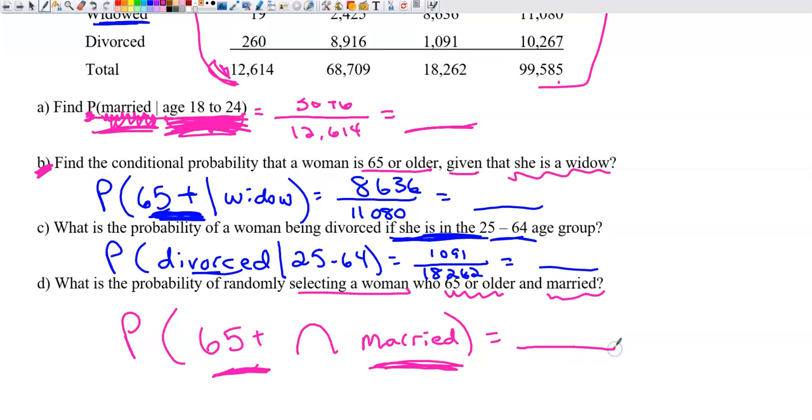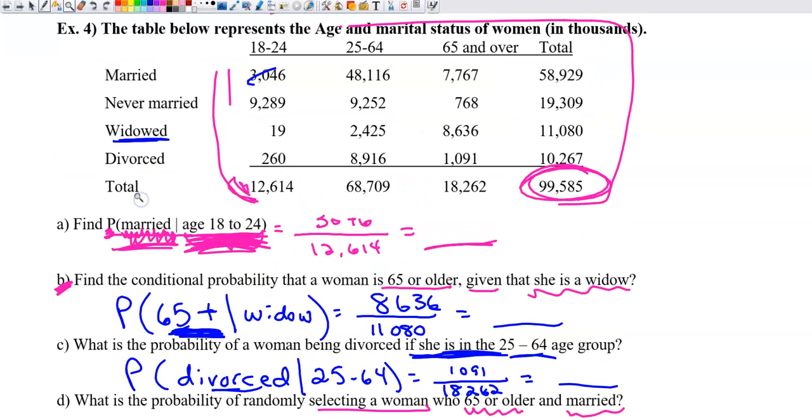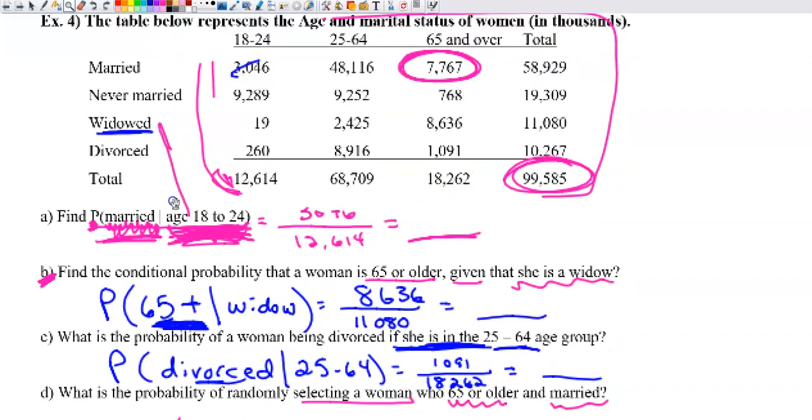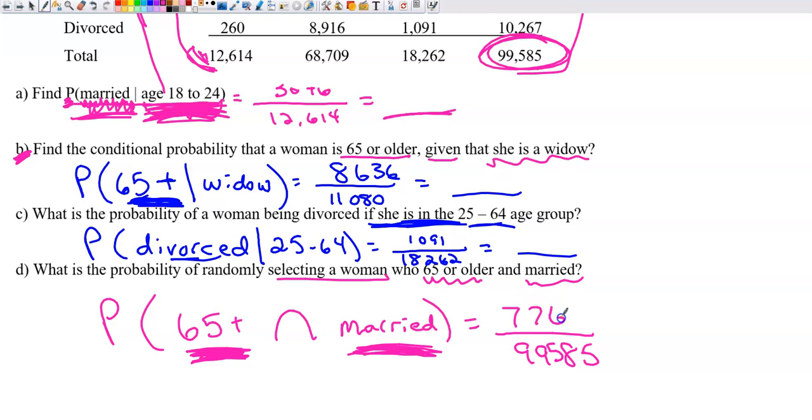What's our denominator? Did I know anything about the woman? No. I'm randomly selecting a woman. Well, that means the denominator is all of the women. I didn't know anything about her, so I can't eliminate any of these other women. So out of the 99,585, which ones are 65 and older and married? That's those gals. So 7767 out of 99,585, whatever that is, is the probability of randomly selecting a woman who is 65 plus and married.